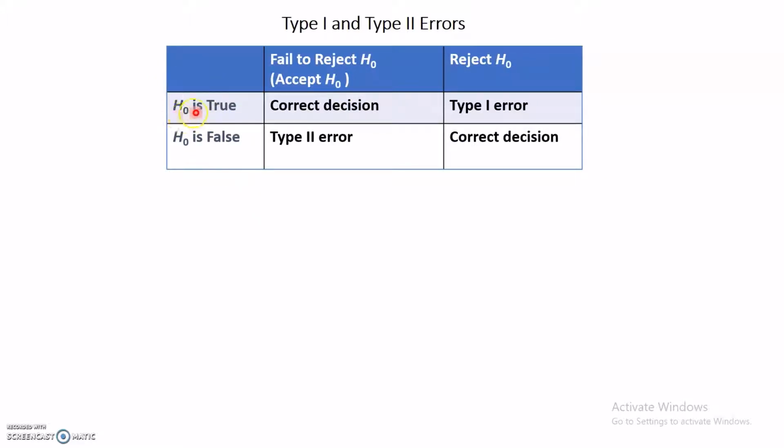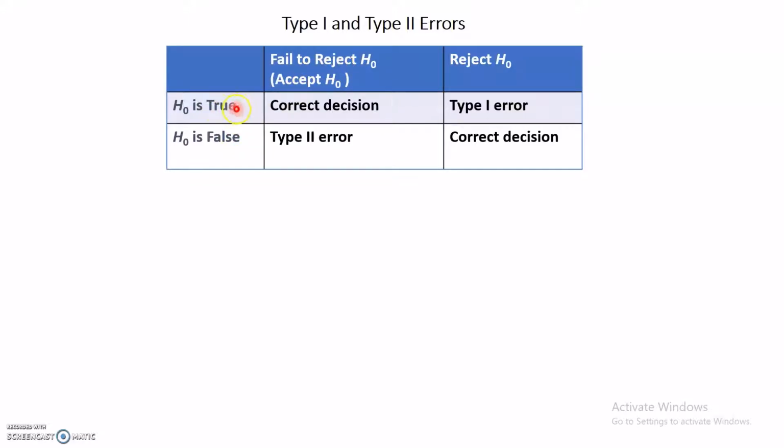Let us suppose we have a null hypothesis which is true and we fail to reject the null hypothesis. So it means we have a correct decision. Why? Because we fail to reject a null hypothesis which is actually true. We shouldn't reject something which is true.